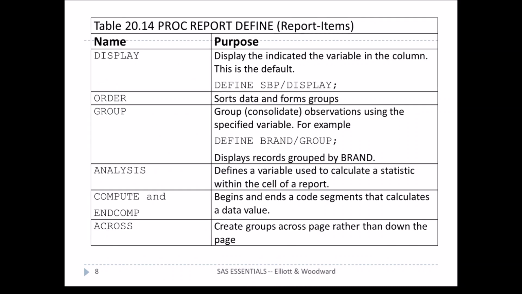Now here are some PROC REPORT define statements. So the display statement, we just looked at that. The order statement orders the data, in forms groups. The group consolidates observations using specified variables. For example, define brand/group displays records grouped by brand. Analysis defines a variable used to calculate a statistic within the cell of a report. Compute and endcomp, or in compute, begins and ends code segments that calculate a data value. We'll see some examples of that. And then across creates groups across a page rather than down the page.